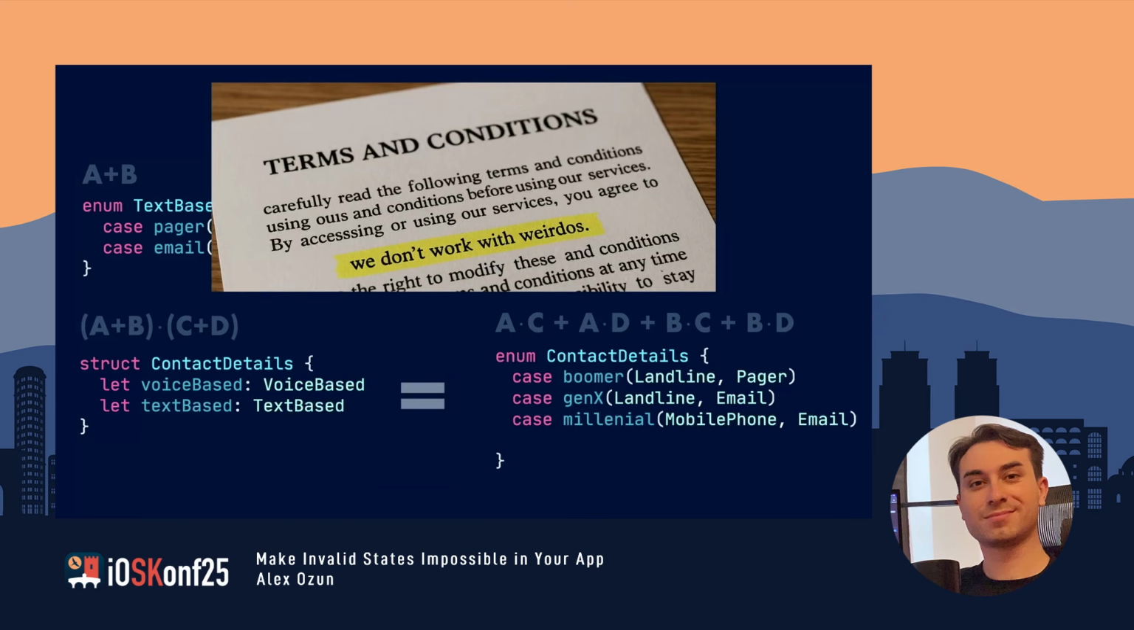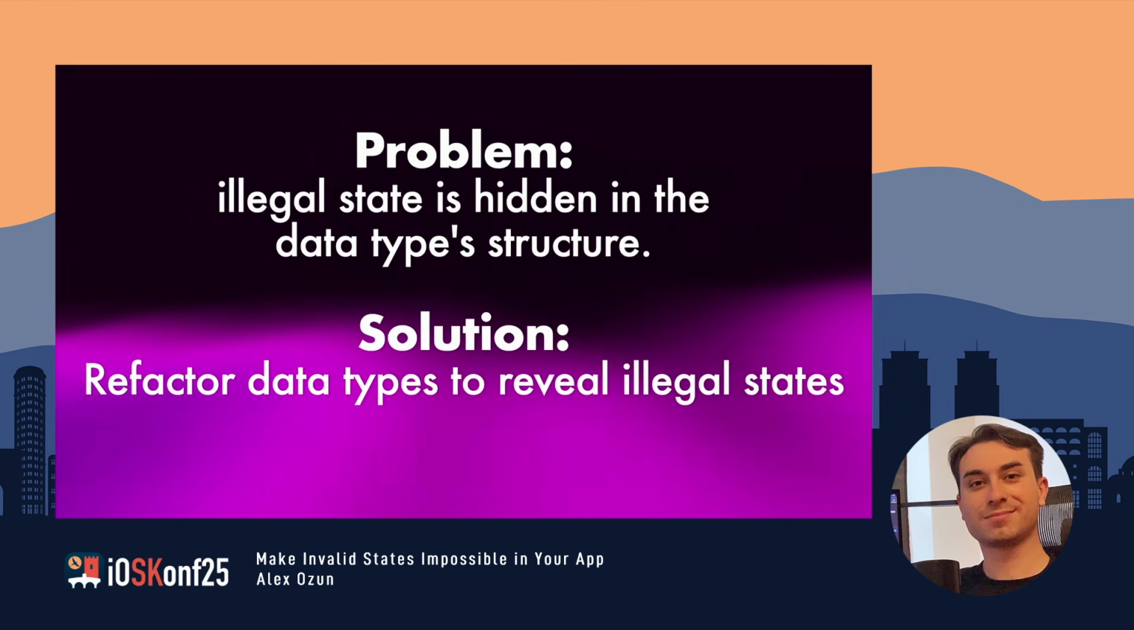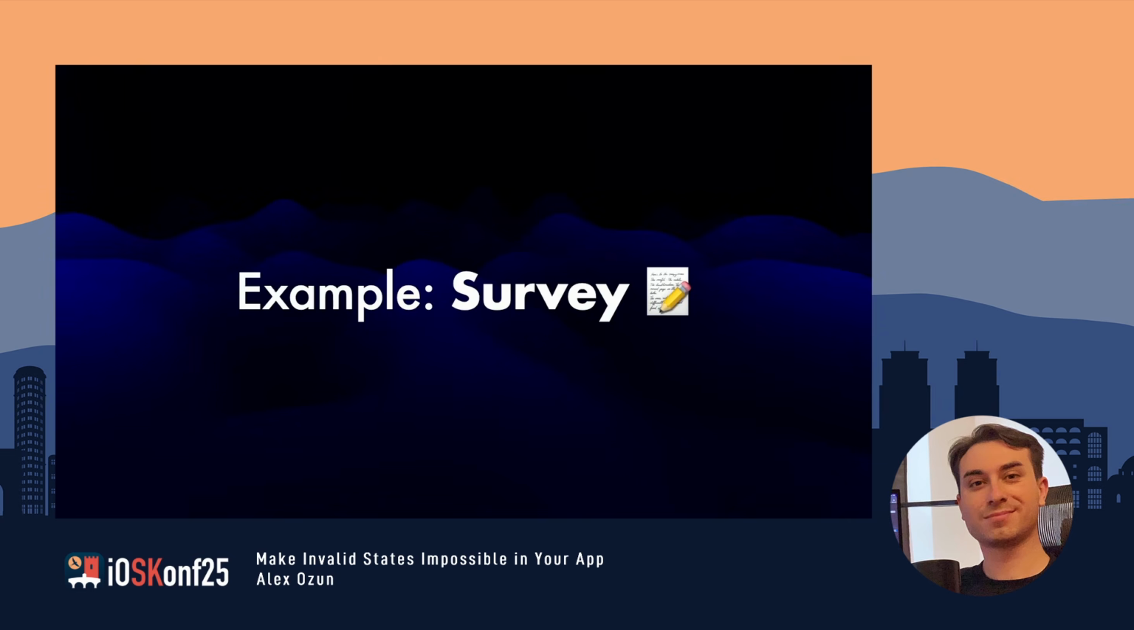So again, I just wanted to solidify this relationship and how this expanded form allows us to unveil illegal states. So the problem we faced here is that illegal state is often hidden within the structure of your data types. And the solution is you need to know how to refactor your data types to reveal illegal state. And sometimes you can use those relationships. Let's jump to the next example.